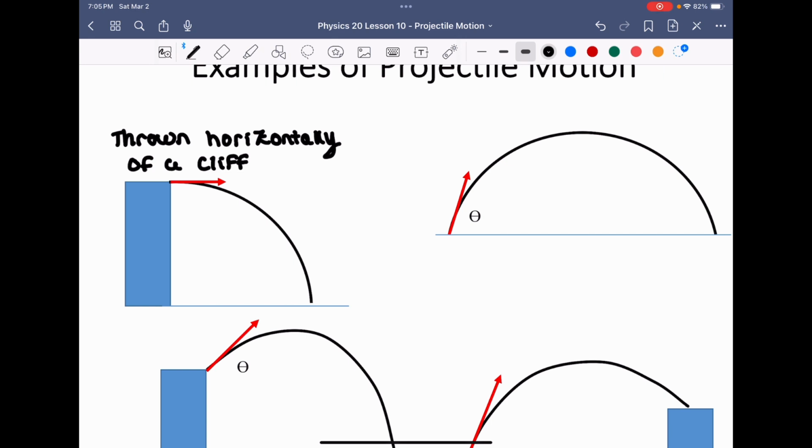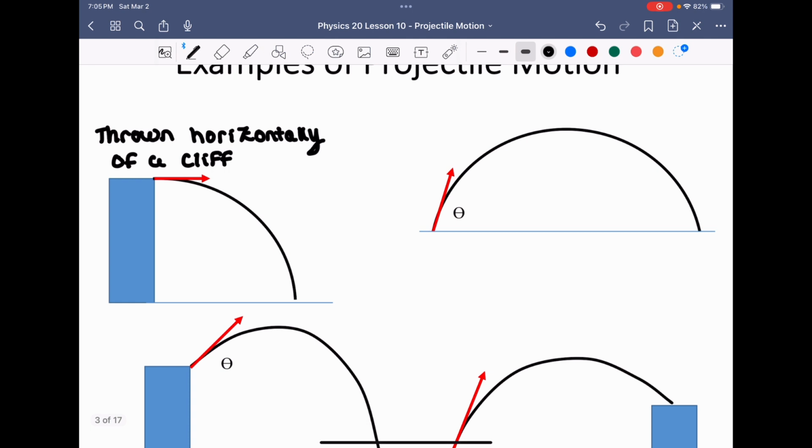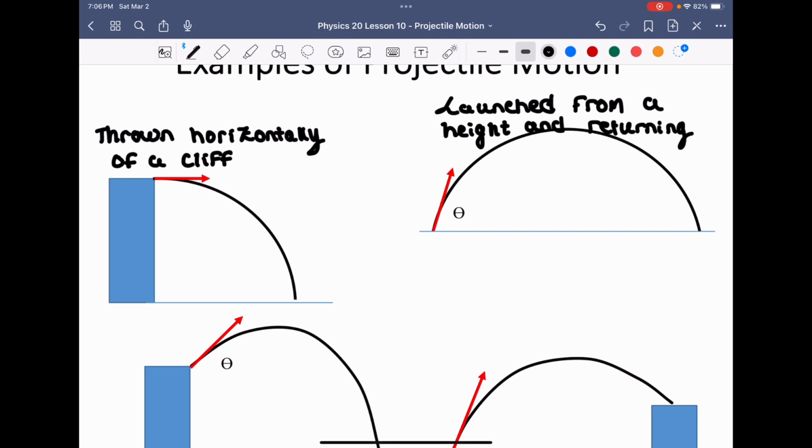There we go. Now, in the next example, we would consider this one to the right, some object that is being launched at an angle and returning to the same height. So it is launched from a height and returning to that same height. There we go.